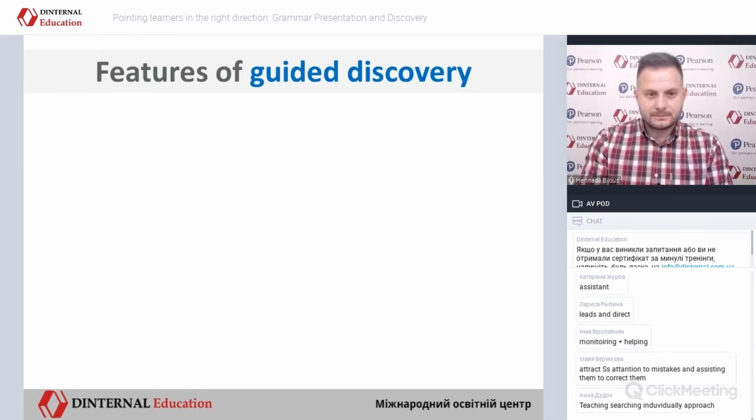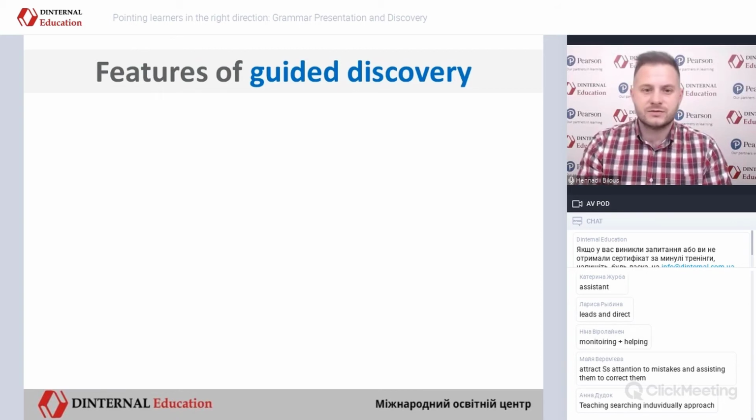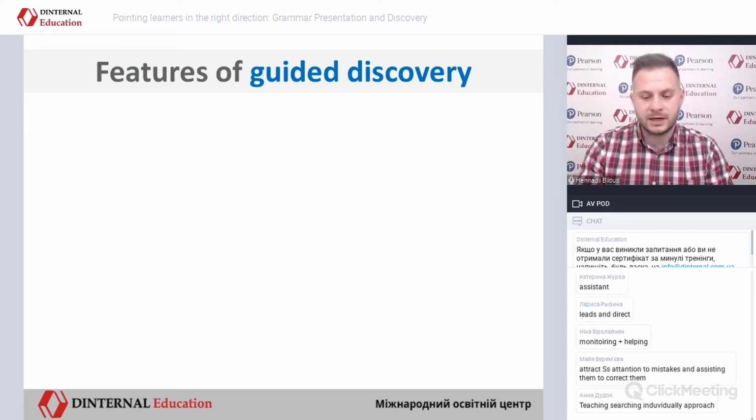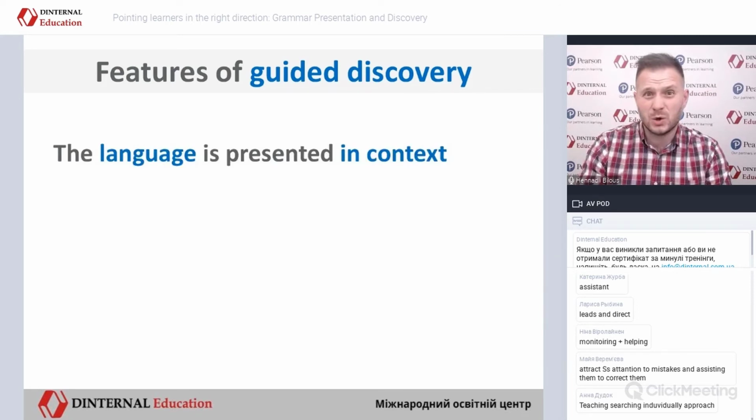So what about the features, right? Let us have a look at what are the features of this guided discovery approach. I pointed out some, however, again, these are not the only ones that exist. So here the language is presented in context. Yes, so this is how it is different.